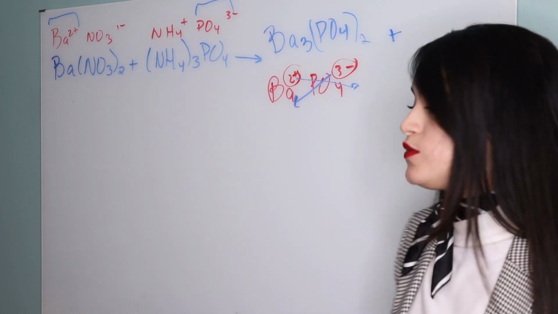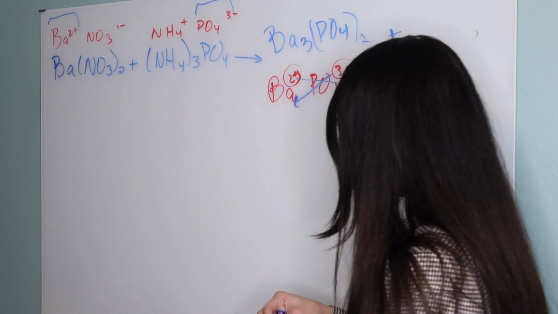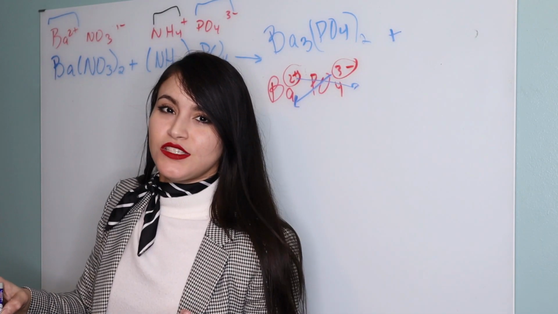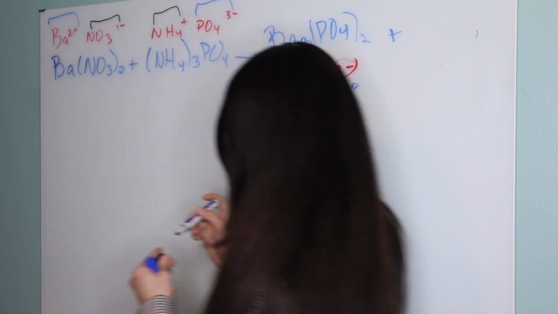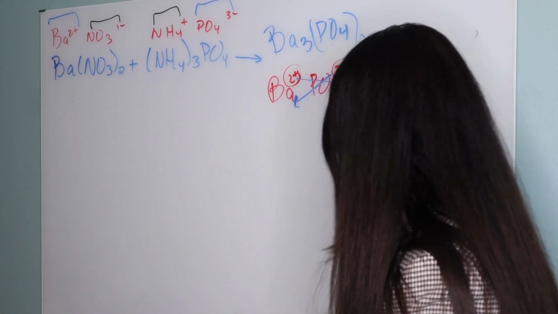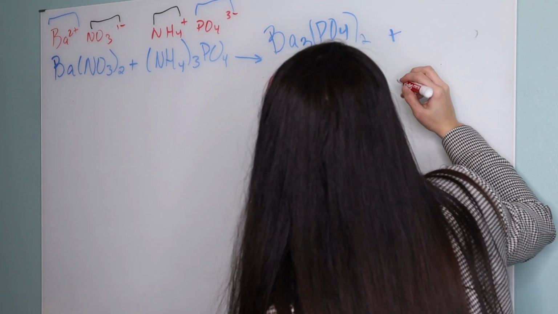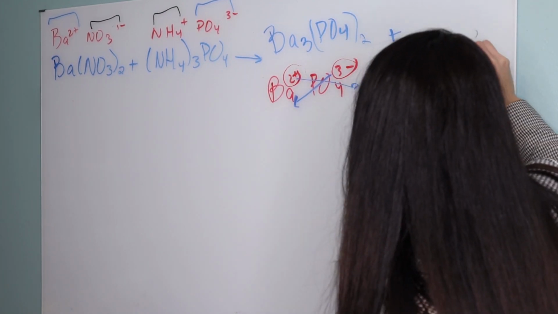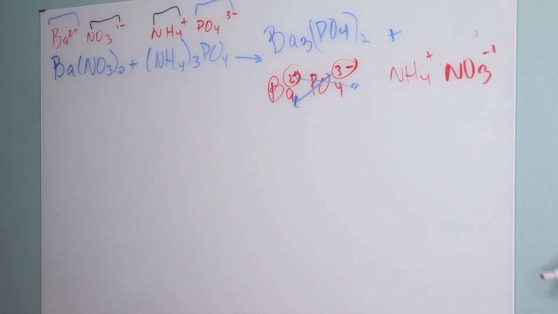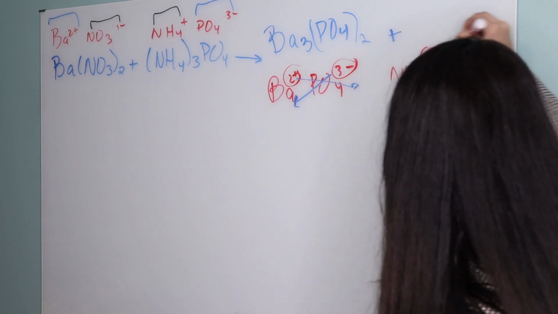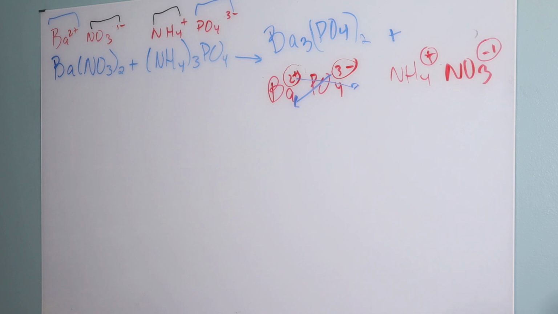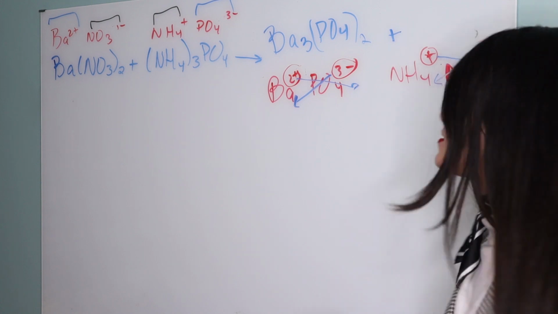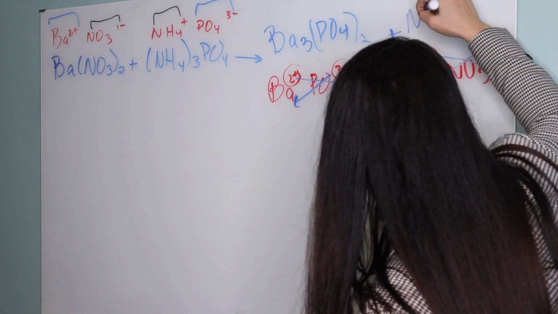For the second product, we're going to be doing the exact same thing. We're going to take the cation of one, right here, and write it next to the anion of the other. So let's do that. I have NH4 plus next to NO3 negative. I'm going to take these charges and I'm going to go down and across, but they're both 1 anyway, so it doesn't really matter because they're not written.